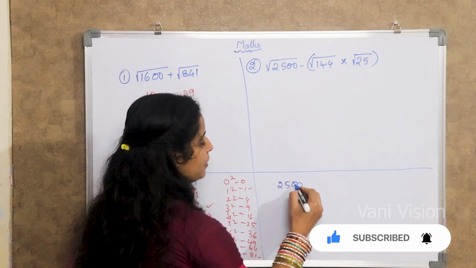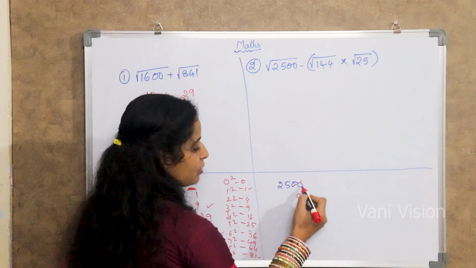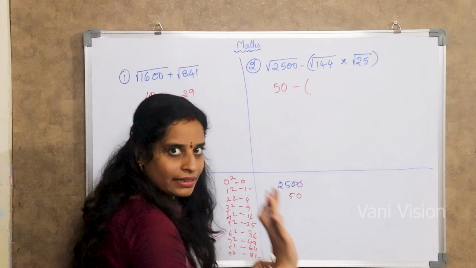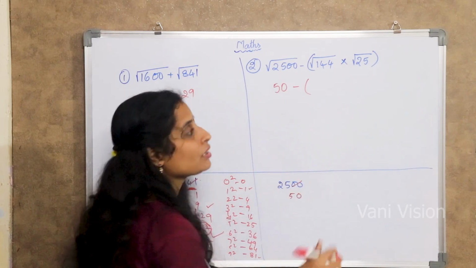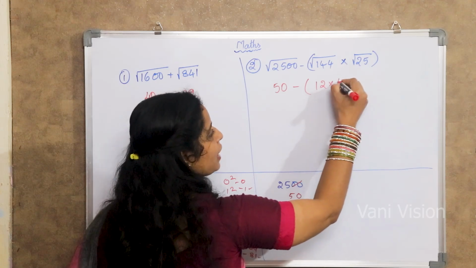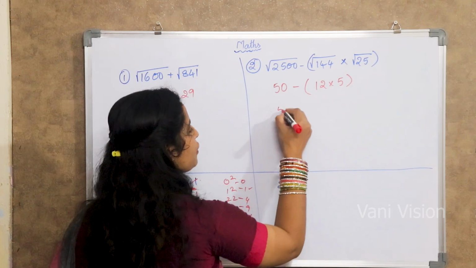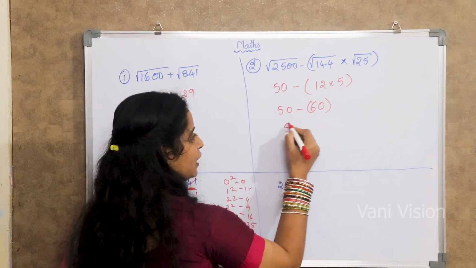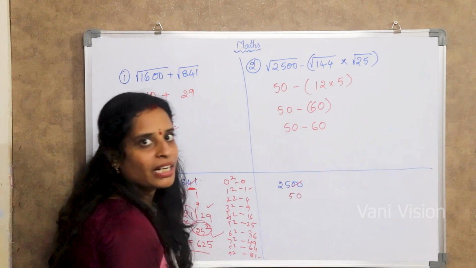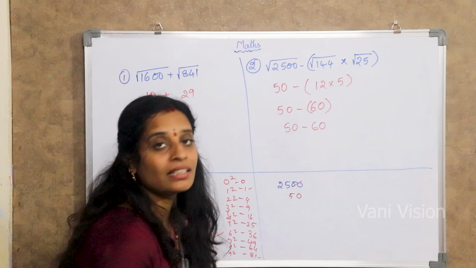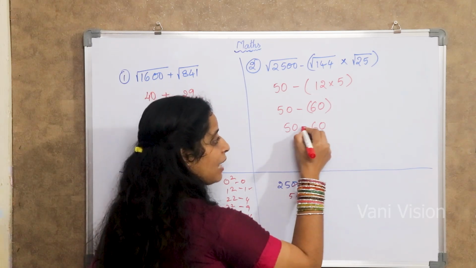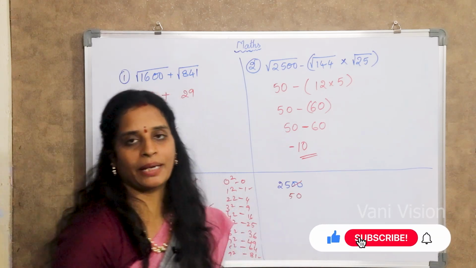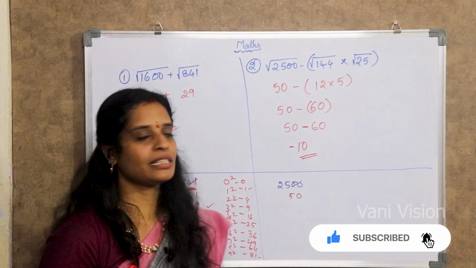So 2500, how will you find it? Same again. Cut off the zeros. 5s are, so your answer is 50. Minus. Keep the bracket like that only. Root of 144 is how much? It is 12. Root of 25 is 5. Now 12 fives are 60. Then 50 minus 60, what will be your answer? 50 minus 60 is 10 actually, but the bigger number has a minus sign, so your answer is minus 10.